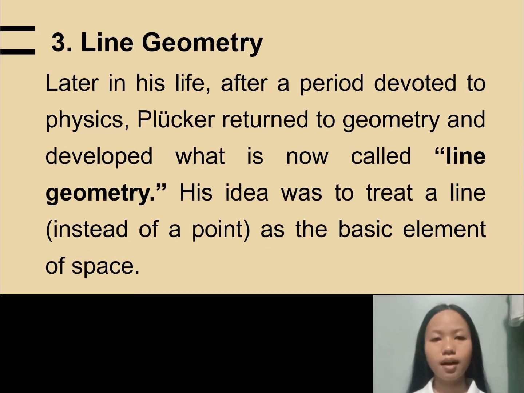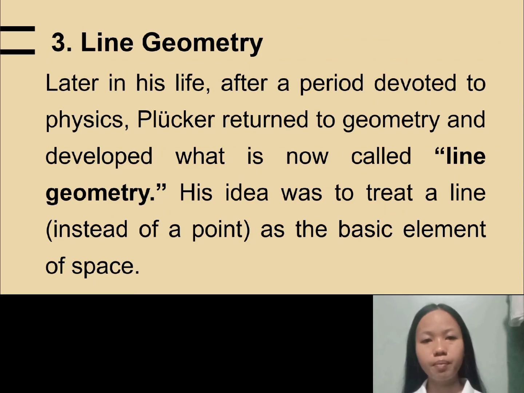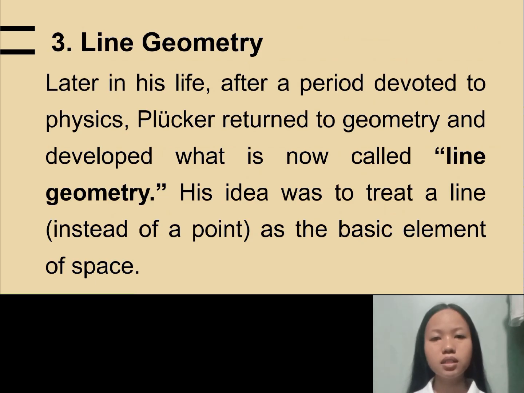Later in his life, after a period devoted to physics, Plucker returned to geometry and developed what is now called line geometry. His idea was to treat a line instead of a point as the basic element of space. Most of geometry starts with dots or points and builds shapes from them. But Plucker said, let's start with lines instead. This was unusual, but it helped mathematicians see space in a whole new way. His idea became the foundation of a new area of geometry.